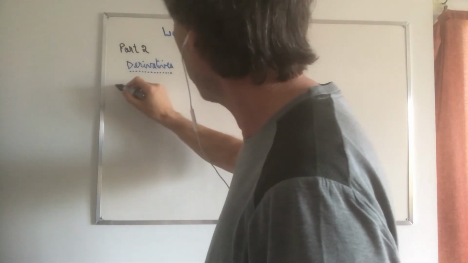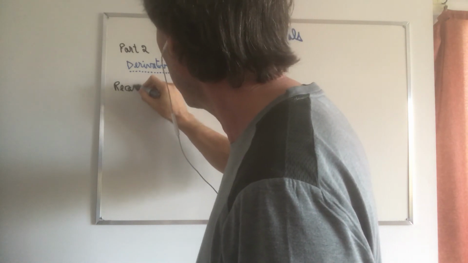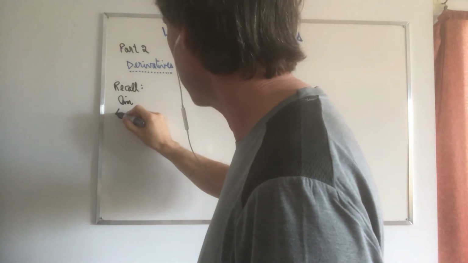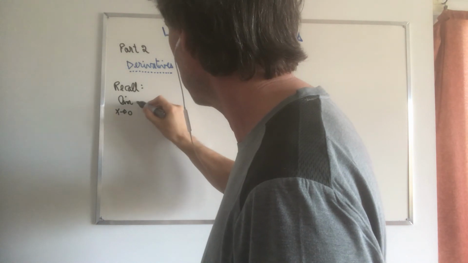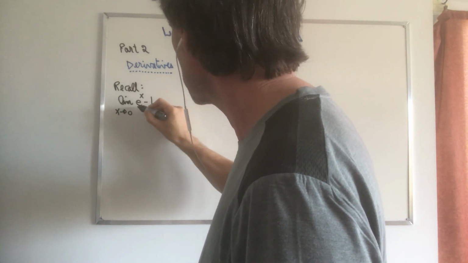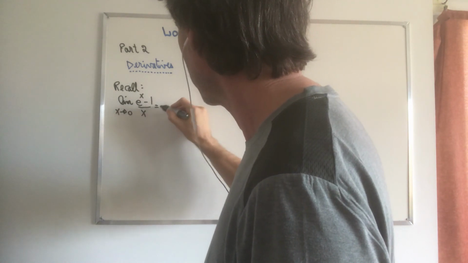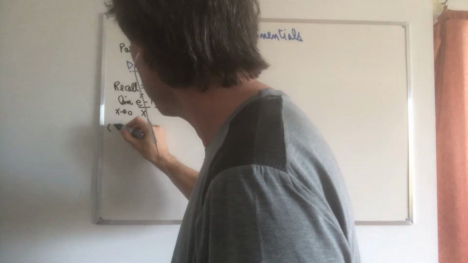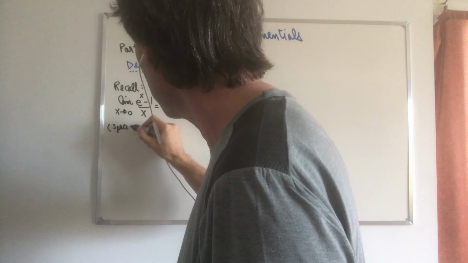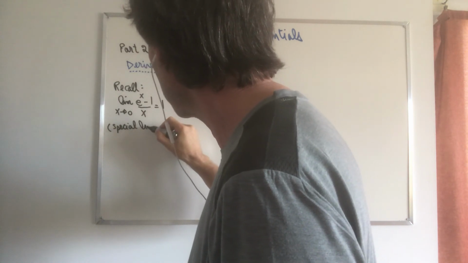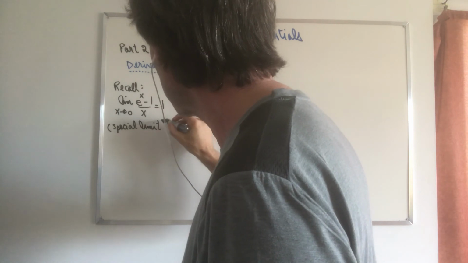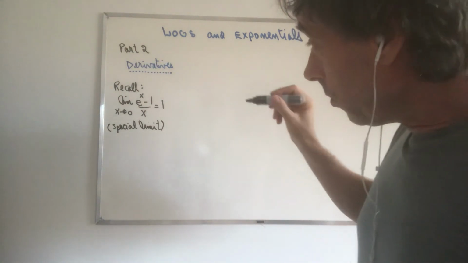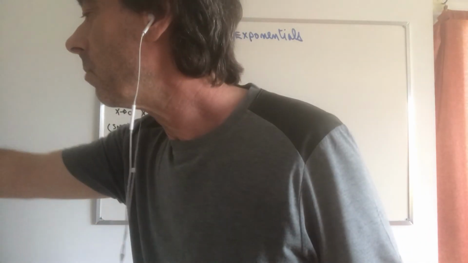Actually, let's start with a little recall here that we had last time. Limit as x goes to 0, e to the x minus 1 over x. That was obtained to be equal to 1. We did that numerically, and we call these guys special limits. So this is a special limit. We met some before. Remember, limit as x goes to 0 of sine x over x, also equal to 1. Special limit as well.